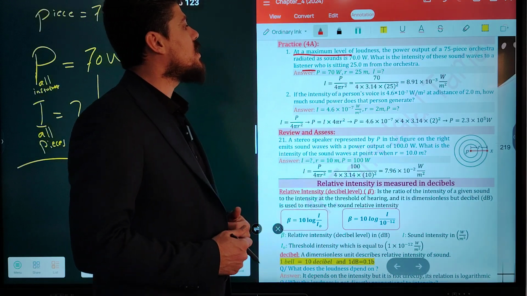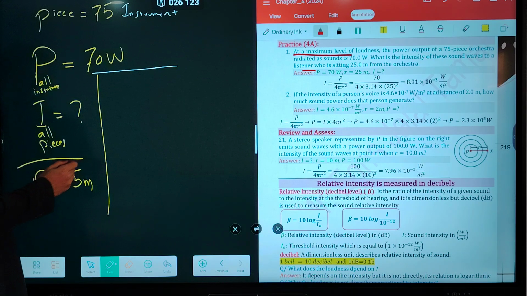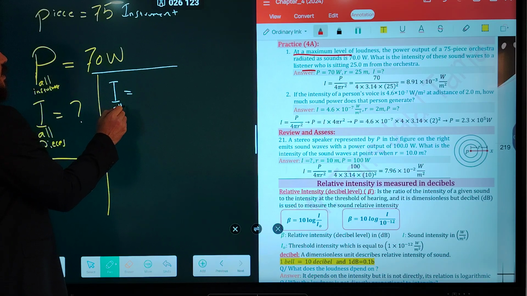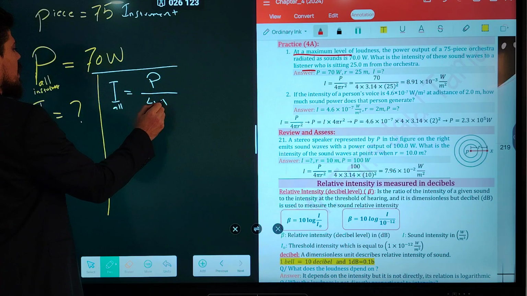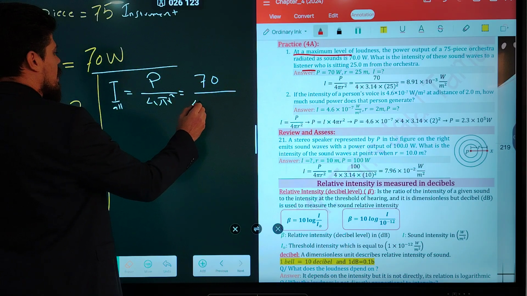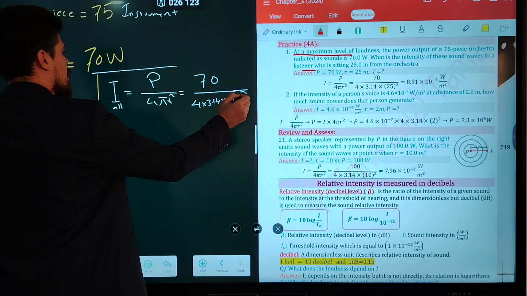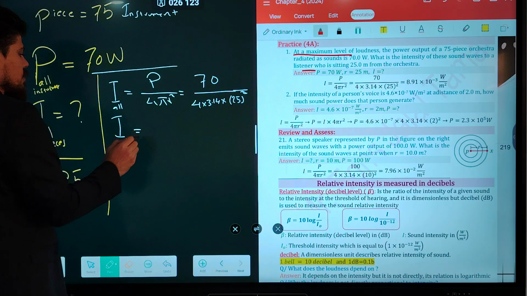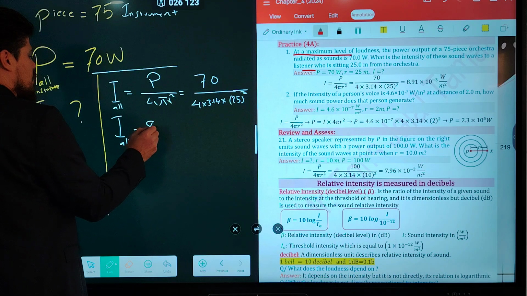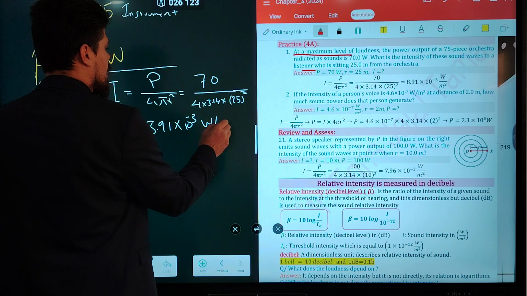To a listener who is sitting 25 meters from the orchestra, R is equal to what? The distance of the listener from the orchestra is 25 meters. Now we have to solve this question to find intensity. Intensity for all instruments is equal to what? Power over 4 pi r squared. Power for all pieces is equal to what? 70, divided by 4 times 3.14 times r, 25 squared. Is it clear? Yalla. Intensity for all of them is equal to what? Is equal to 8.91 times 10 power negative 3 watt per meter squared.